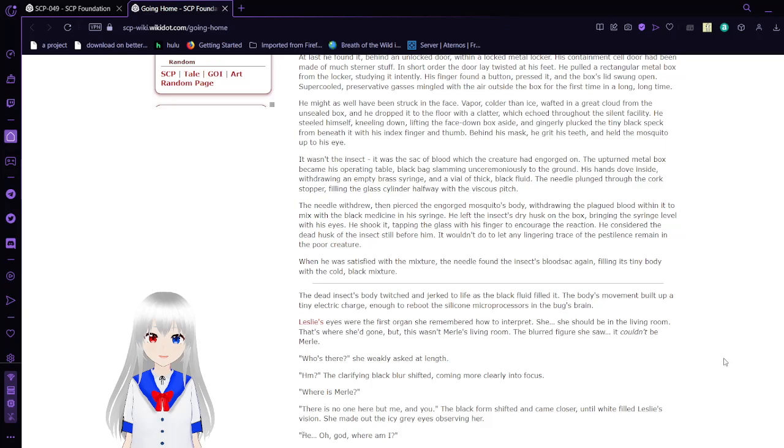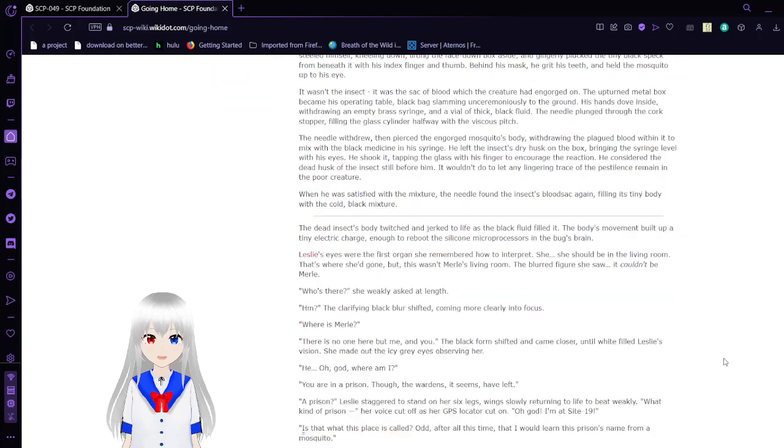He steeled himself, kneeling down, lifting the face-down box aside, and gently plucked the tiny black spot from beneath it with his index finger and thumb. Behind his mask, he grit his teeth, and held the mosquito up to his eye. It wasn't the insect. It was a sack of blood on which the insect had engorged. The upturned metal box became his operating table.